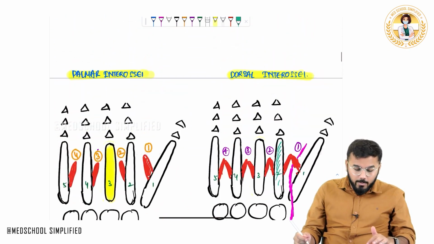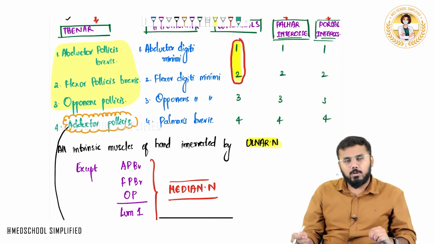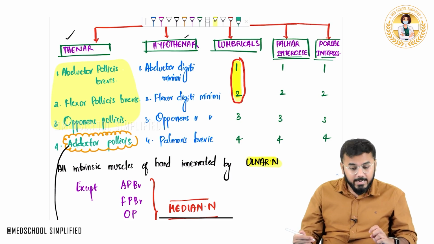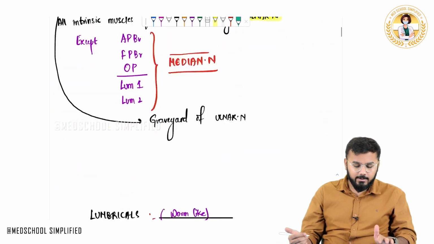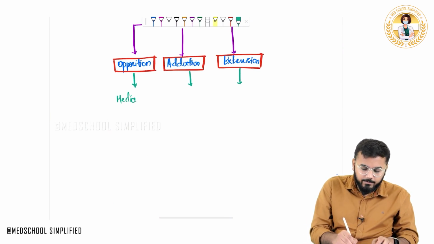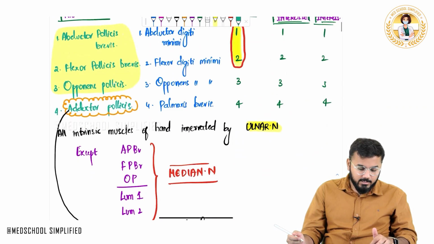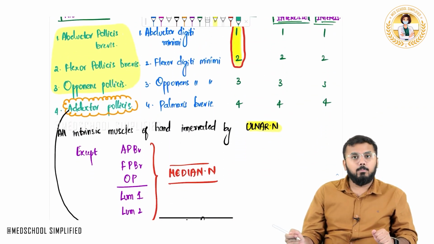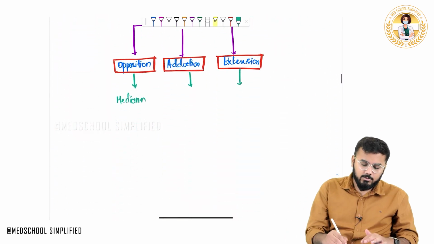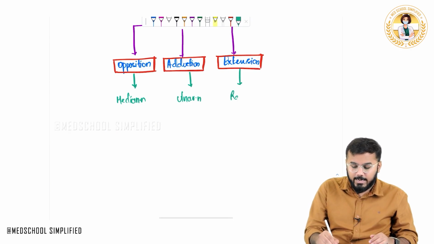Now let us go back and look at the muscles of the thumb. Opposition is done by opponens pollicis, and it is supplied by which nerve, guys? It is supplied by the median nerve, not the ulnar nerve. So I am writing opposition is done by the median nerve. Look at adduction. The fourth one, adductor pollicis, is supplied by which nerve? Not the median nerve. This is the ulnar nerve. And extension, I already told you, is the radial nerve.